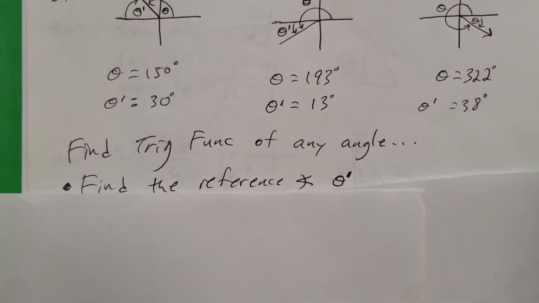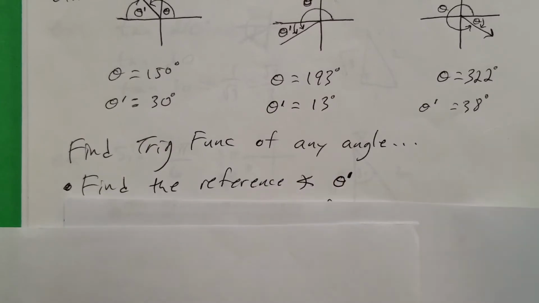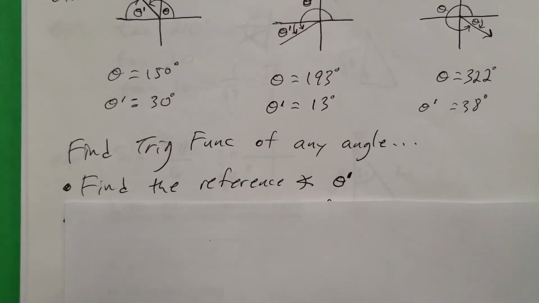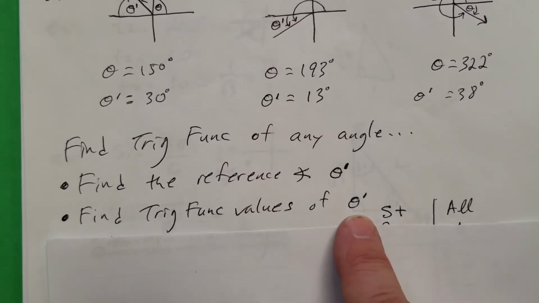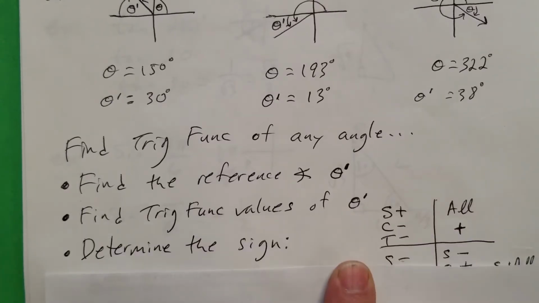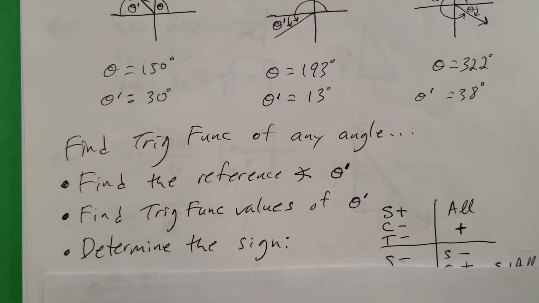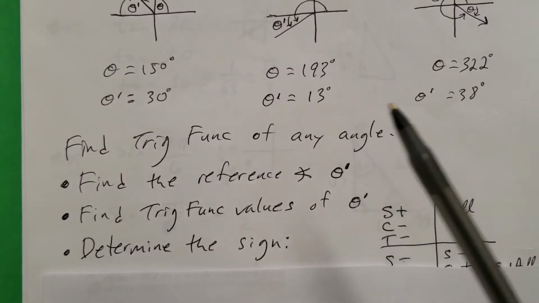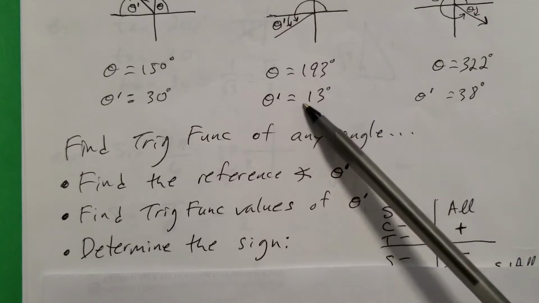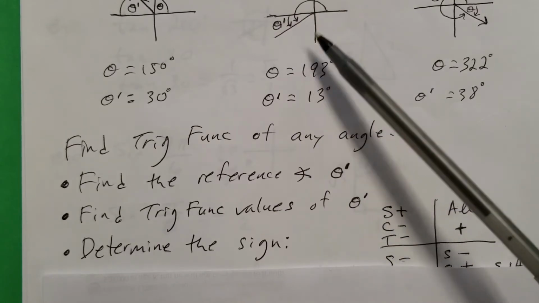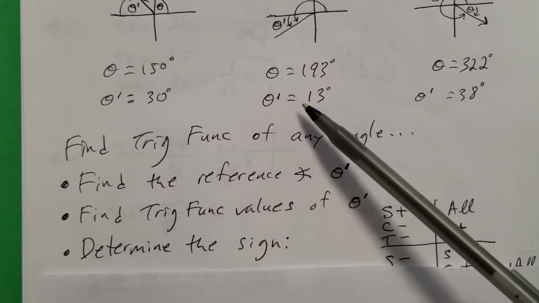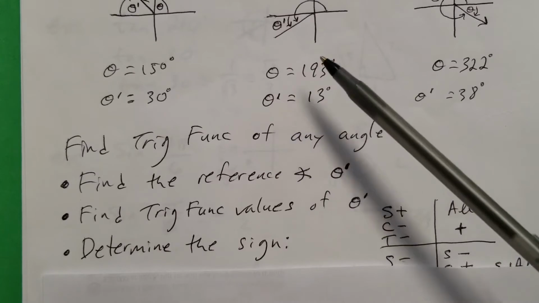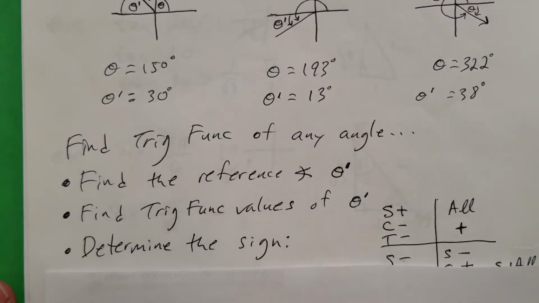So to find the trig function of any angle, first figure out the reference angle, then find the trig functions of the reference angle, then determine the sign. Okay, so the only difference between these two angles is the sign. Maybe. They could both be positive, or one positive, one negative. Okay? But the value, the number part, will always be the same. The angle and the reference angle. Okay?